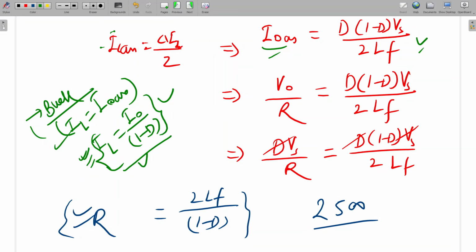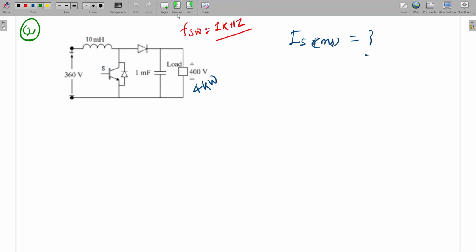With respect to inductor current, we always say whether it is discontinuous or continuous. Is it clear? So 2500 ohm is the correct answer. Everyone got this answer? Is it clear? Sir, clear, sir. Okay.